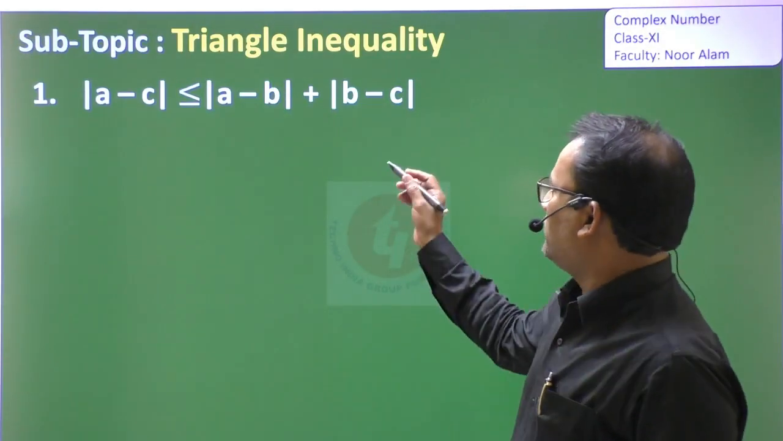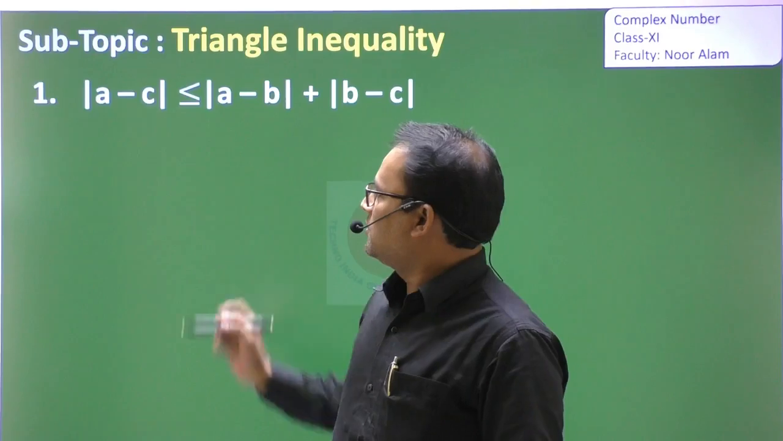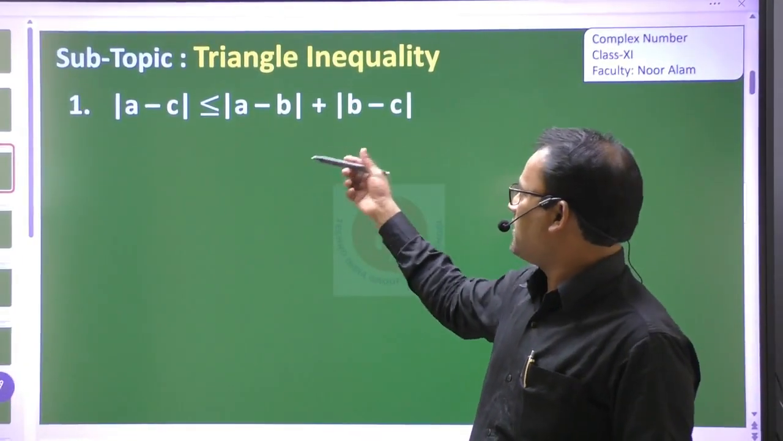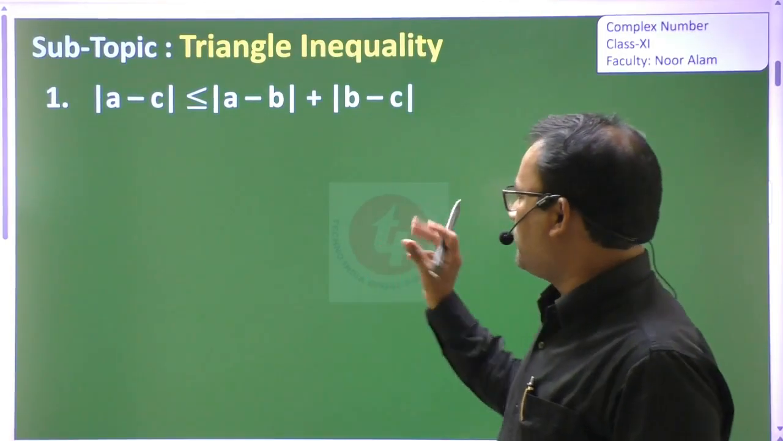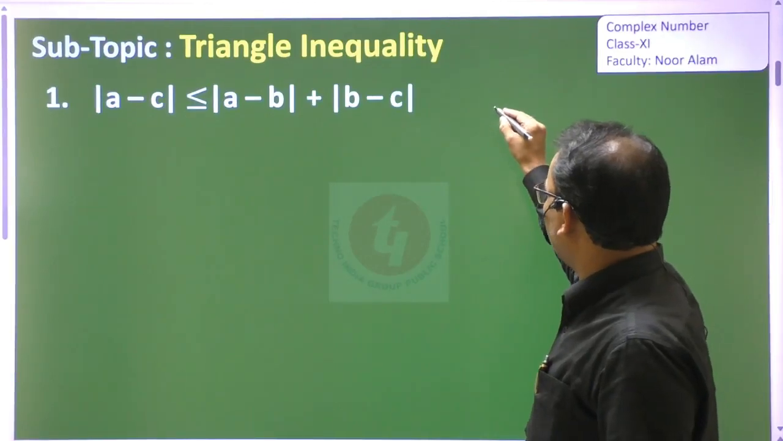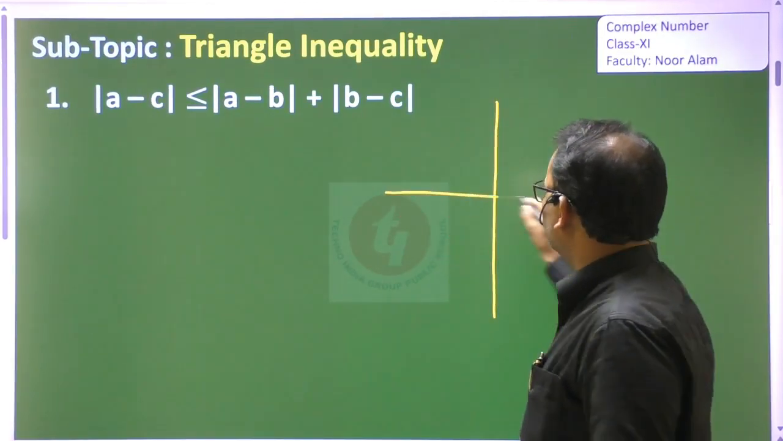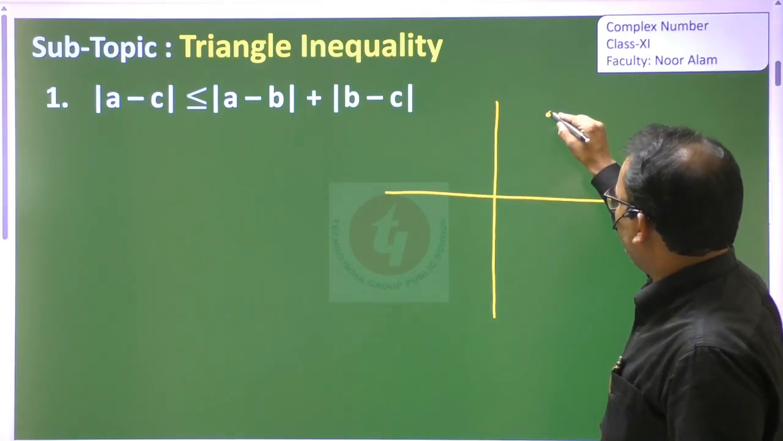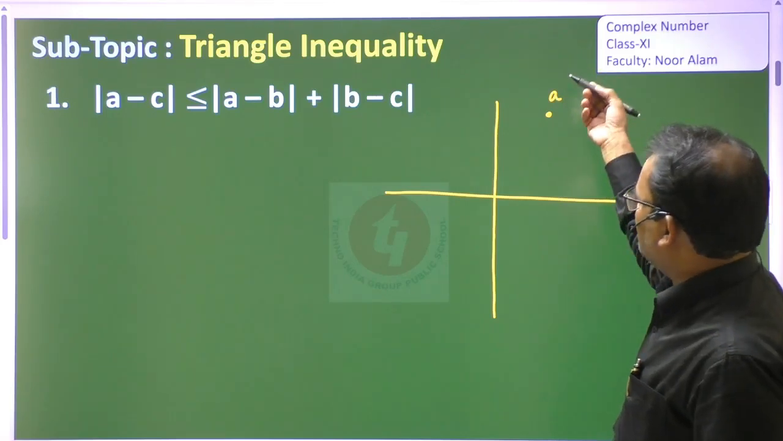in triangle inequality, there are different forms. The first formula looks like this: mod of a minus c is less than or equal to mod of a minus b plus mod of b minus c. So let us try to understand what the formula says. So here we are taking the coordinate axis, and suppose I am standing here at the point A, and A is a complex number.